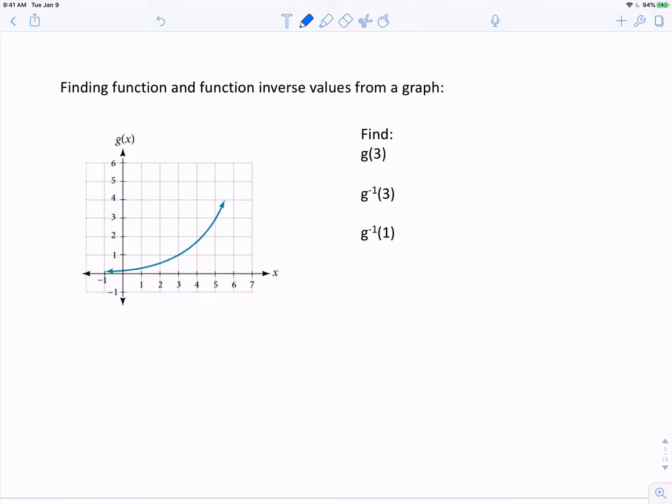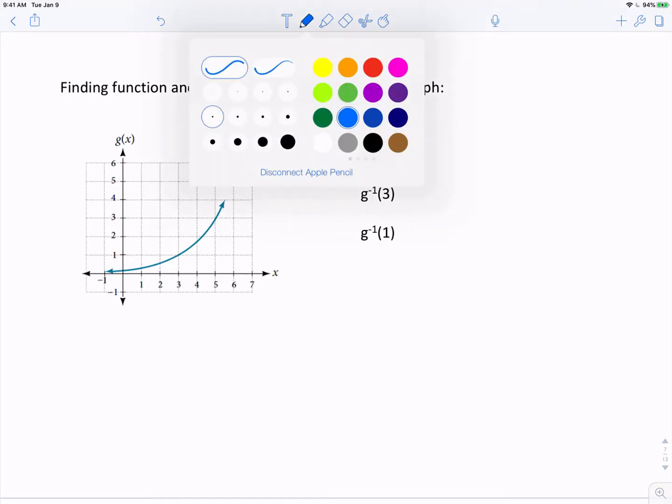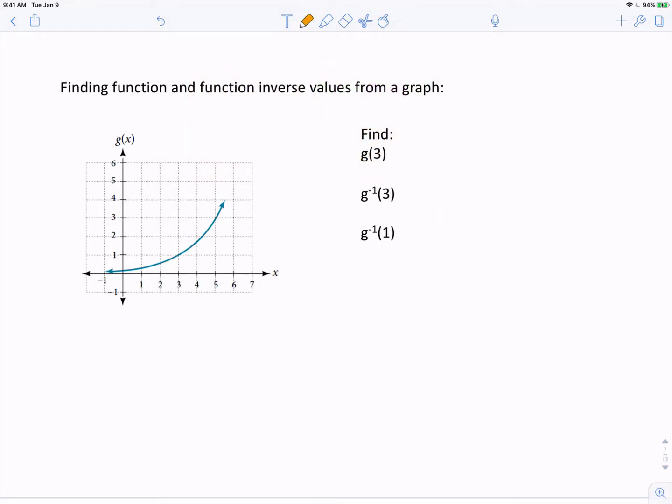Now we'll take a look at finding function and function inverse values from a graph. Finding function values from a graph is pretty easy and something that we've done before. So here's a graph of a function g of x, and the first question asks us, find g of 3. If we take a look at the x input of 3, we can see the point (3, 1) is on the graph, and so g of 3 is equal to 1.